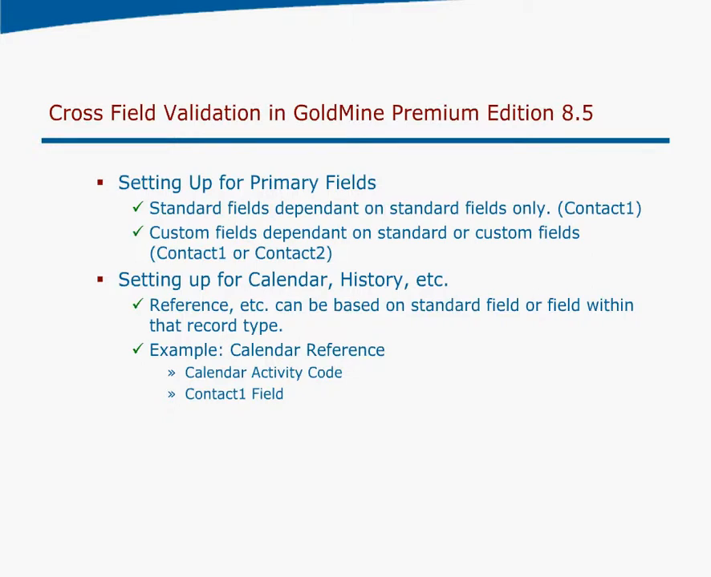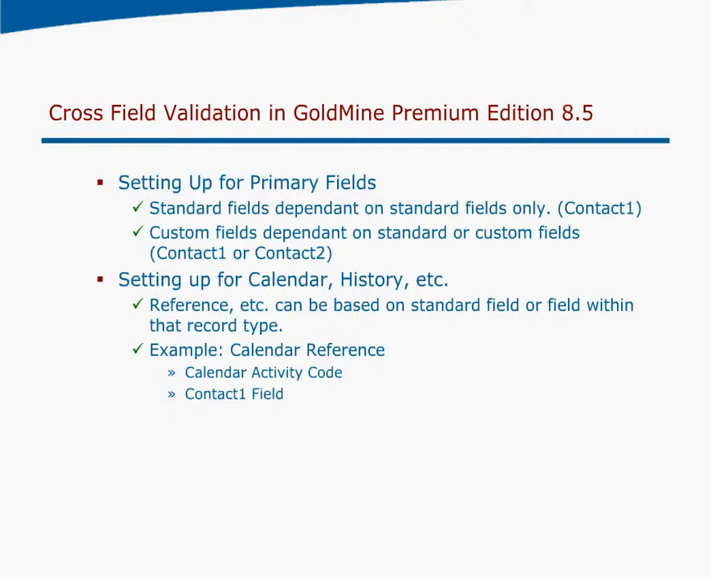Now, as we're setting up the cross-field validation, here are some of the constraints that we have. If we set up cross-field validation for primary fields, and when I say primary fields, essentially I'm talking about fields that are on the top half of the screen, like company, contact, title, department, account status, account type, industry, any of those. The standard fields on the primary fields, which are the ones that come with GoldMine, can be dependent, their lookup list can be dependent only on other standard fields. So we're really talking about the fields that are built into GoldMine. Those are in the Contact 1 table, company, contact, title, department, etc., as well as the key fields.